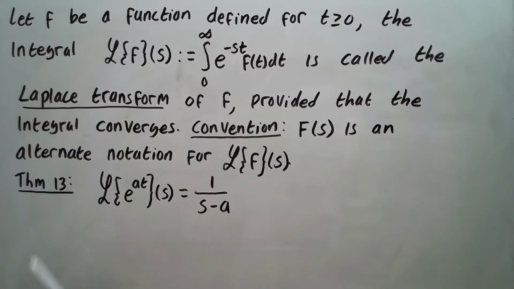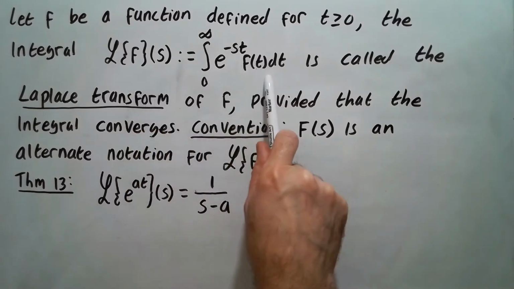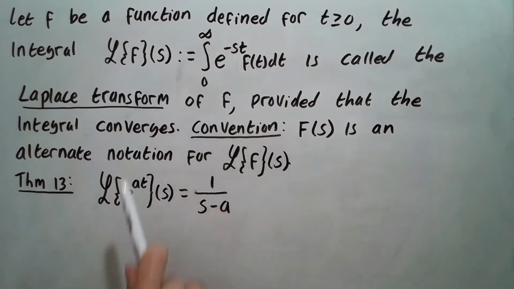Okay, so theorem 13, we have to show the Laplace transform of e to the at, we need to prove, is equal to 1 over s minus a. So let's use our definition of Laplace transform now, with our f being e to the at. So let me write it here.